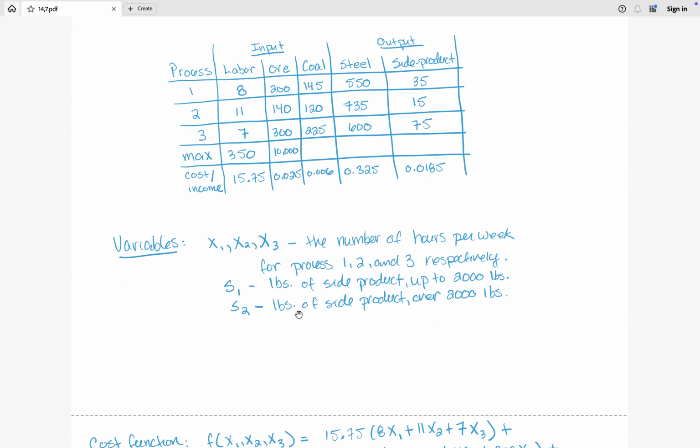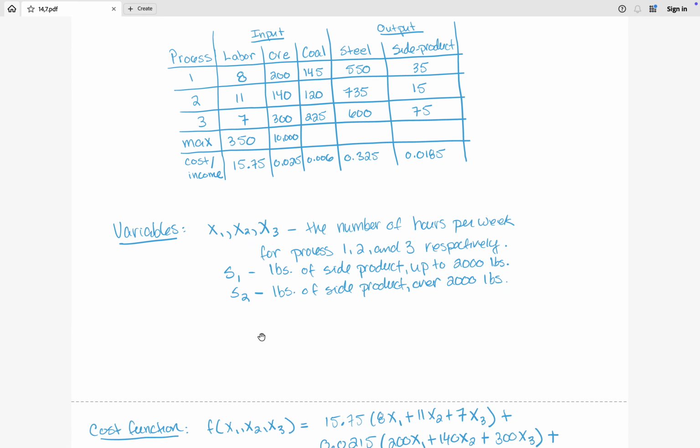So I chose these variables to use: x1, x2, x3, and those represent the number of hours per week that we would run process 1, 2, or 3 respectively. And then, as hinted in the book, I split up the amount of side product produced into S1 and S2. So S1 is the first 2,000 pounds, and S2 would be anything over 2,000 pounds that was produced.